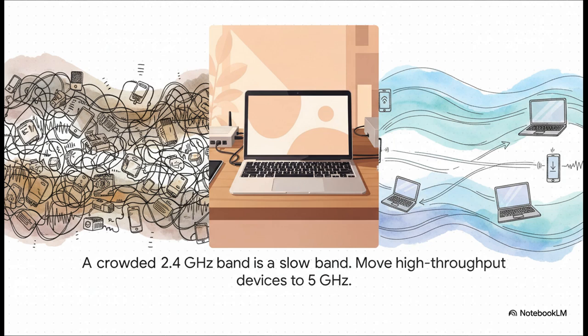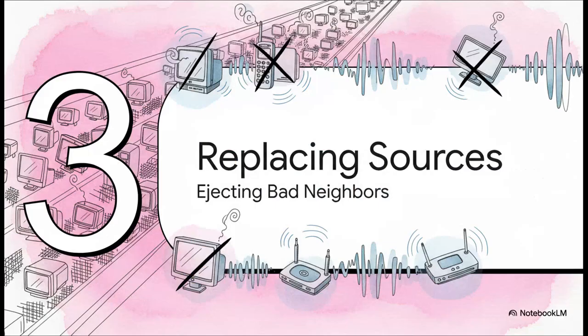The 2.4 gigahertz band is, well, it's like a congested highway during rush hour. Total gridlock. So the best thing you can do is guide your high-performance vehicles, your laptops, your streaming devices, your phones, over to the wide-open express lane, the 5 gigahertz band.